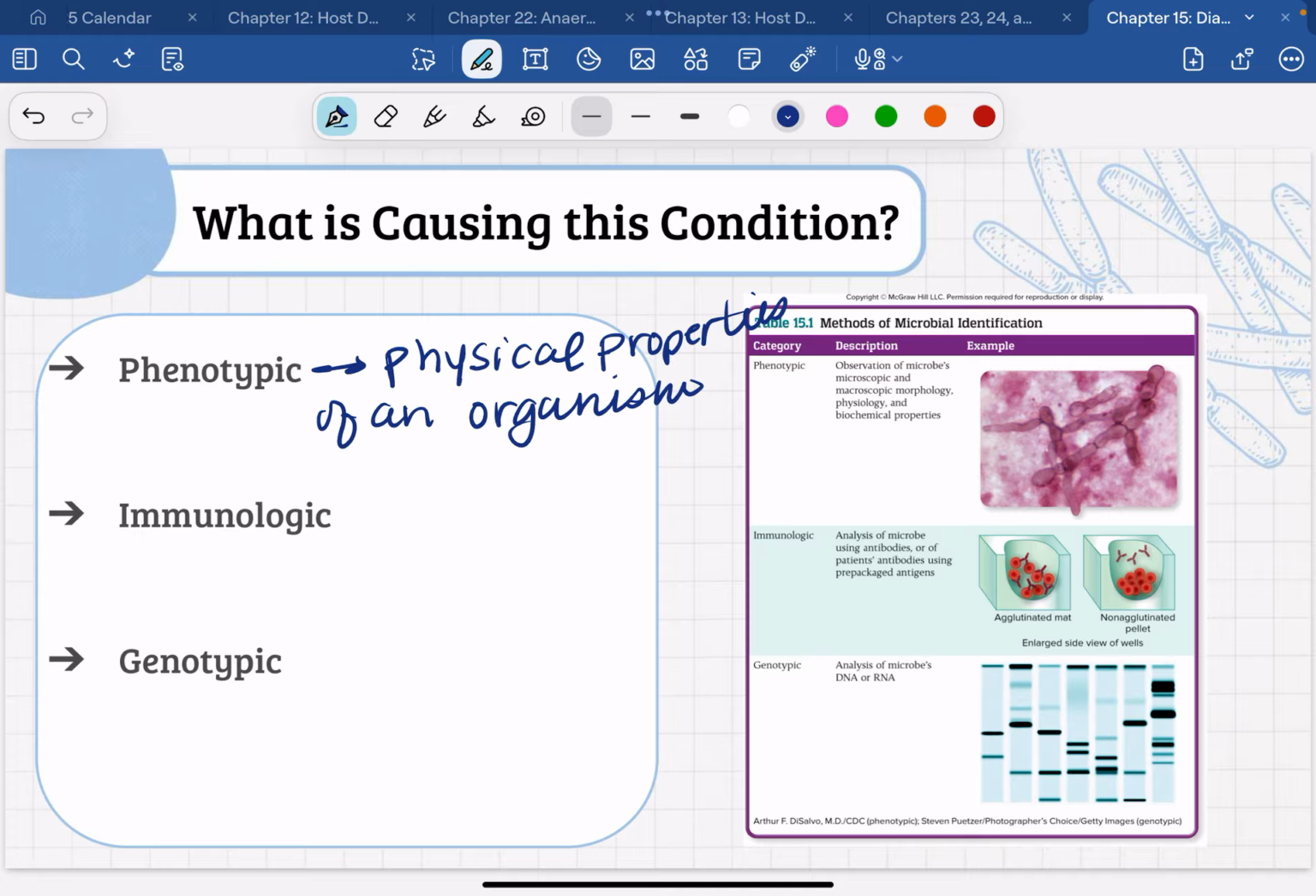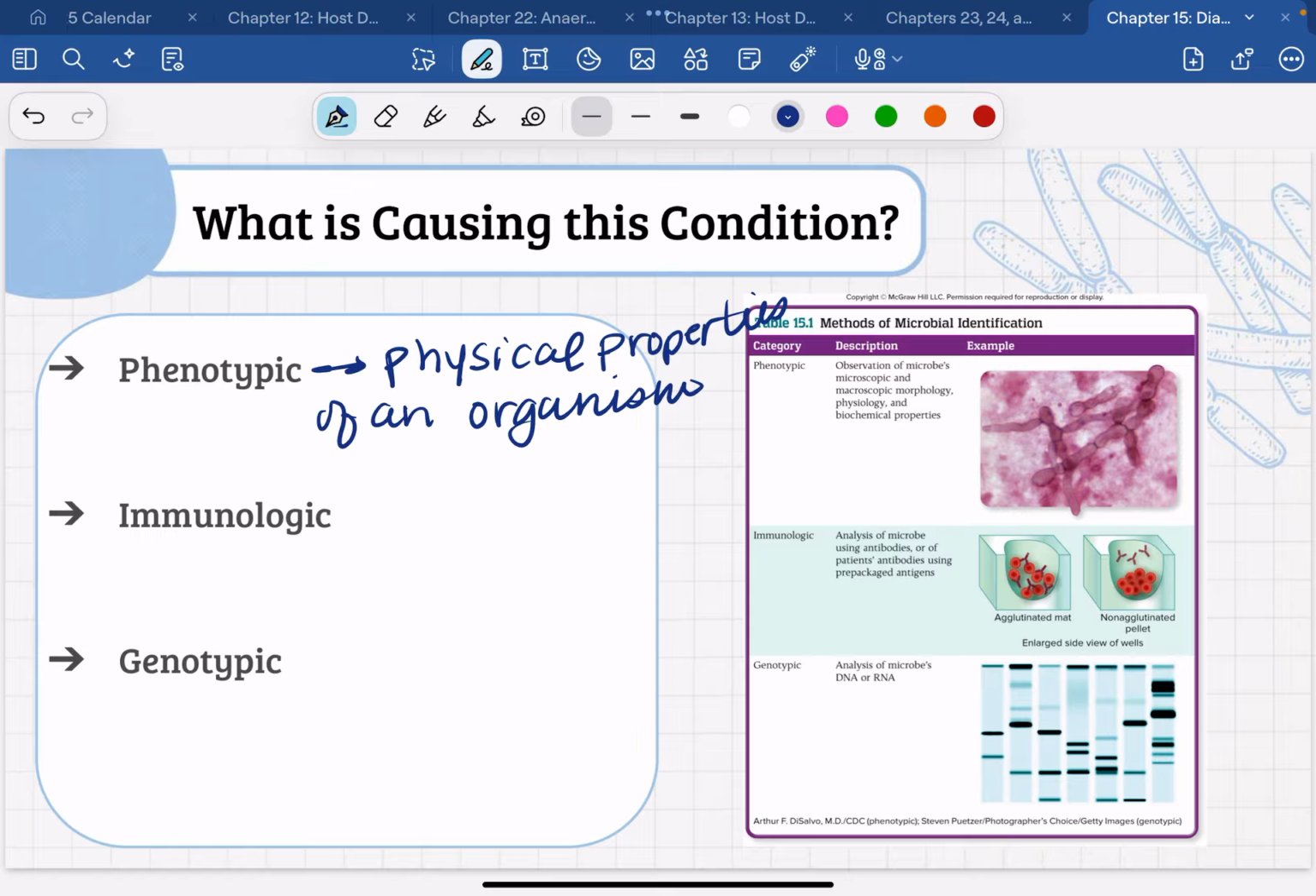It is looking at the physical properties of an organism. Now, these could be things that we can see, like the shape of an organism when we look at it under a microscope, or what color it grows on a plate, or some other physical characteristics. This could also be things that are not actually visible. We're going to talk about that more in a second, but biochemical testing is typically testing for the presence or absence of an enzyme.